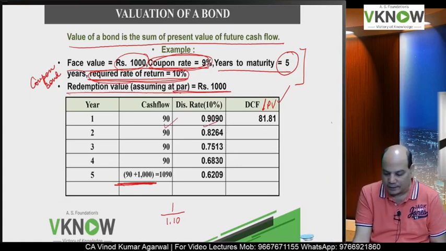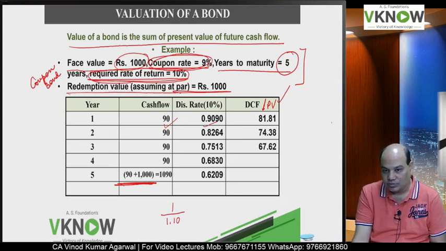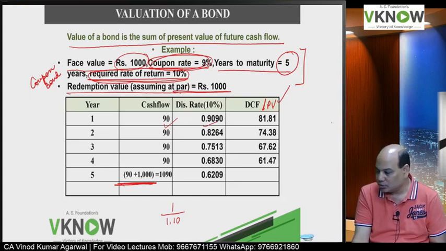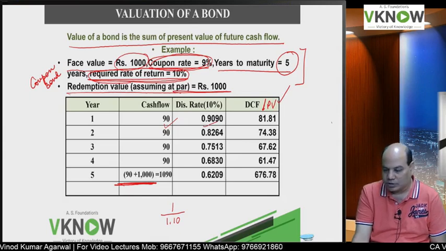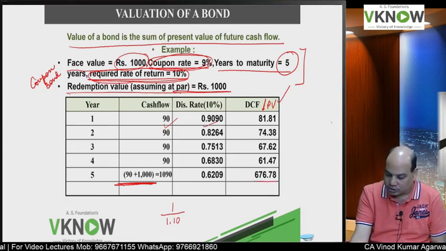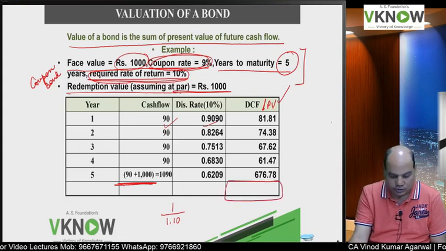Next one, try: 74.38. Next one: 67.62. Again next one: 61.47. 676.78. Is it right? Now if you have used memory plus function, memory recall, let me see who will give me the answer first here, total.